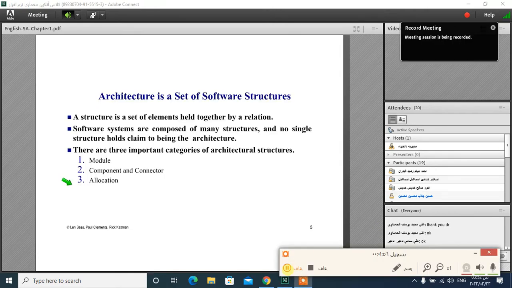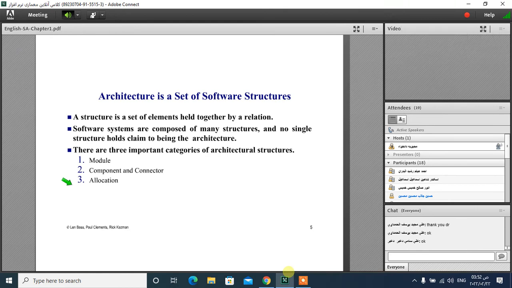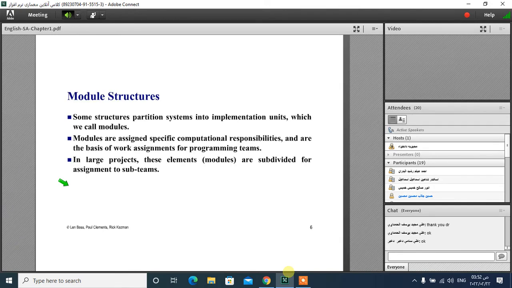One of these categories, and for showing the architecture of a software system, we usually use one or multiple structures from these categories. We will talk about each one of these categories in our course, so if you're not familiar with them, please don't worry, we will talk about each one of these categories of software architectures.